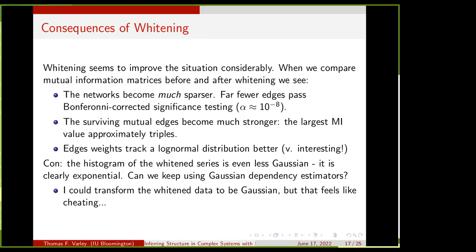The big con is that the histogram of the whitened series is even less Gaussian, okay? It's clearly exponential. So I just kept on using Gaussian dependency estimators because it makes life easy. I could transform the whitened data to be Gaussian, but that feels a bit like cheating. I'm pretty happy continuing to do everything based on Gaussian information estimators, but I figured I should at least put my cards on the table that we're now really stretching that assumption.